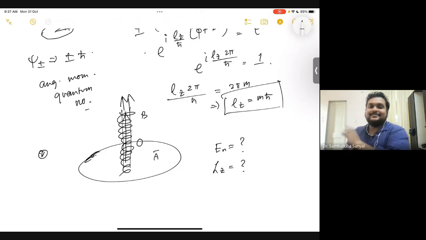Okay. So this is something we'll learn next semester, something called the Aharonov-Bohm phase and all. One can do an interference experiment also with that.